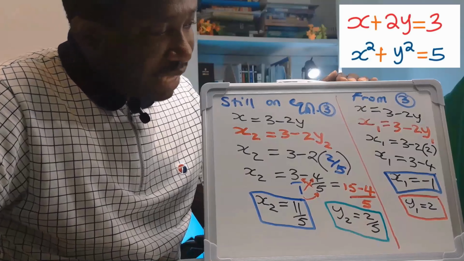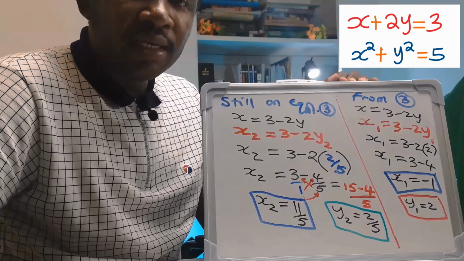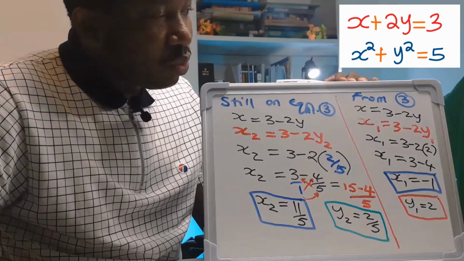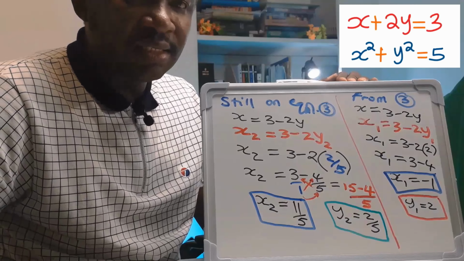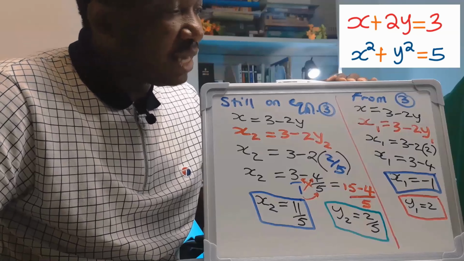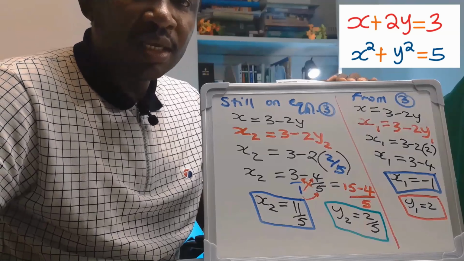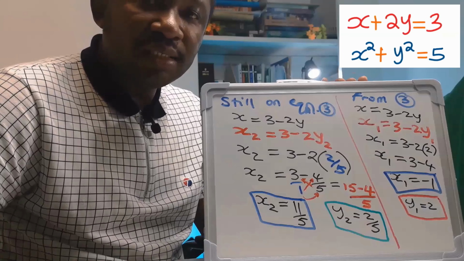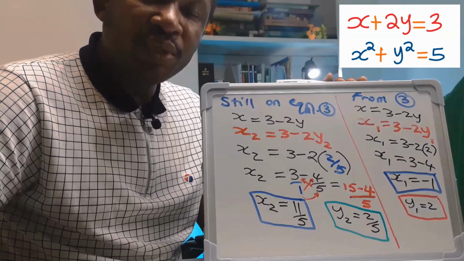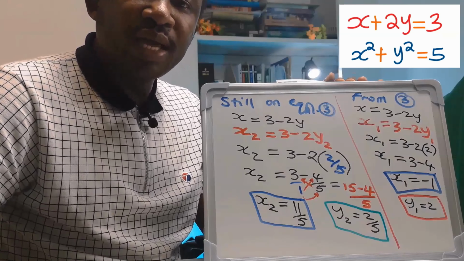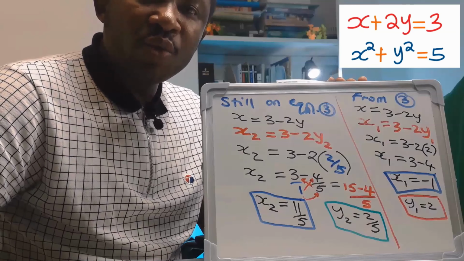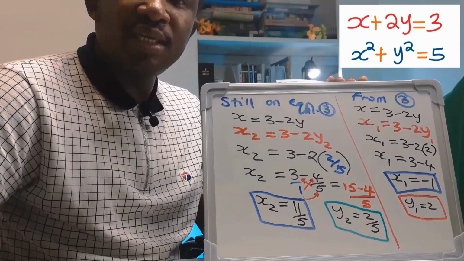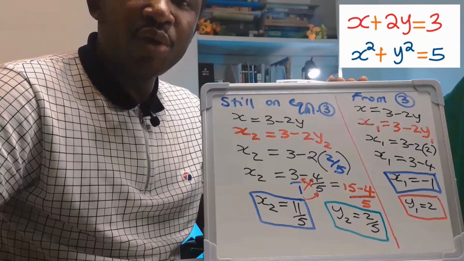Next, we are going to test these answers in the given simultaneous equations, where equation 1 is a linear equation and equation 2 is the equation of a circle. For equation 1, which is a linear equation, we are going to get 3. And for equation 2, which is the equation of a circle, we are going to get 5.